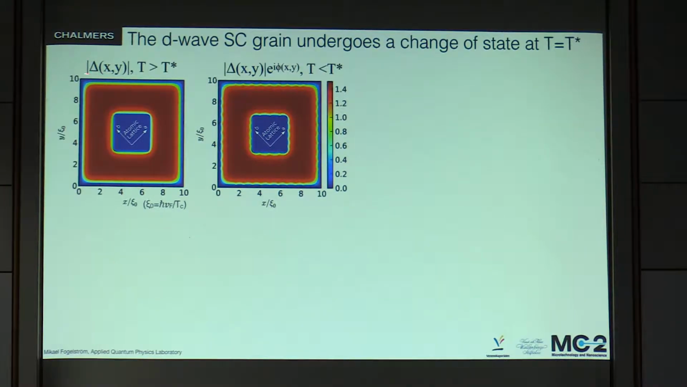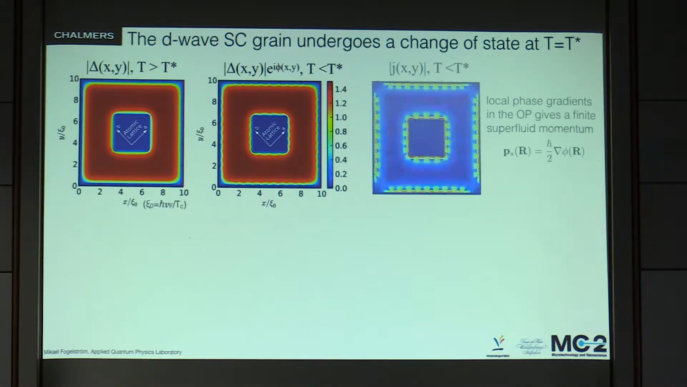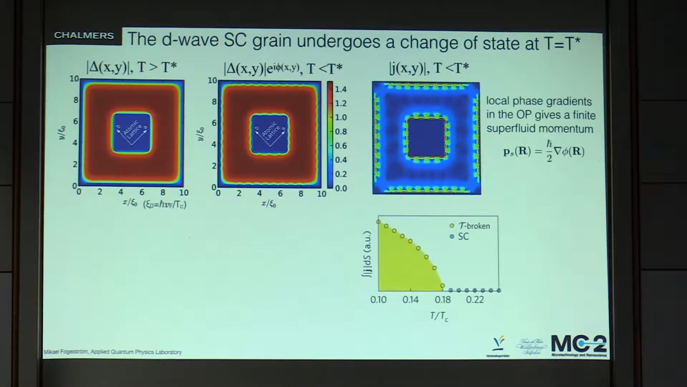So the order parameter made a spontaneous transition from being real valued to actually having a phase that was winding close to the interface. And it happens very, very sharply at the T star temperature. And once it comes up, you can also calculate the current. What appears here is that this winding of the phase gives you a superfluid momentum that comes up spontaneously. And it was so sharp, if you look at the current, it comes up at 0.18 Tc.